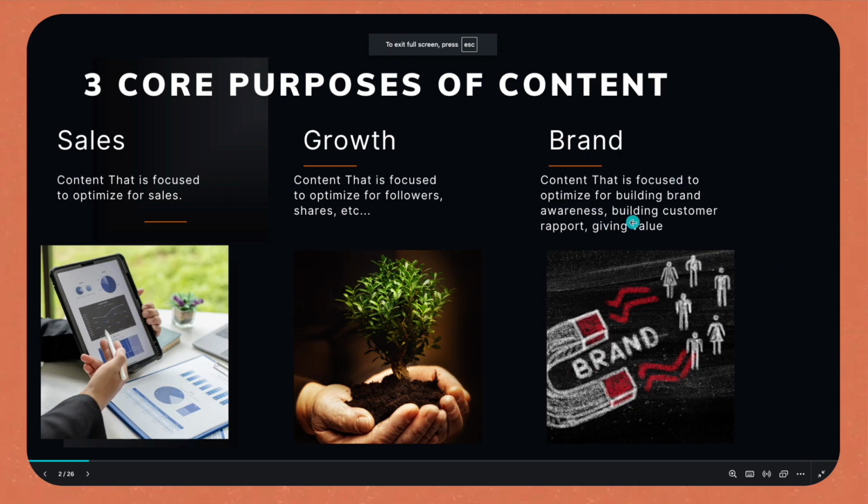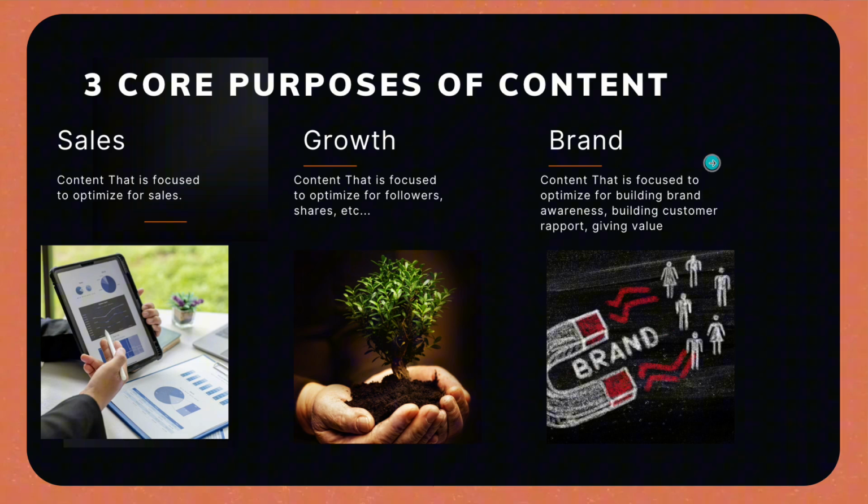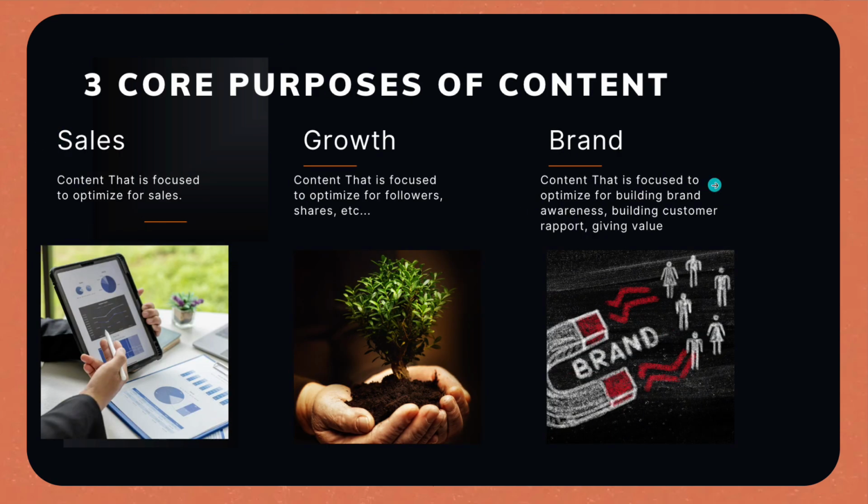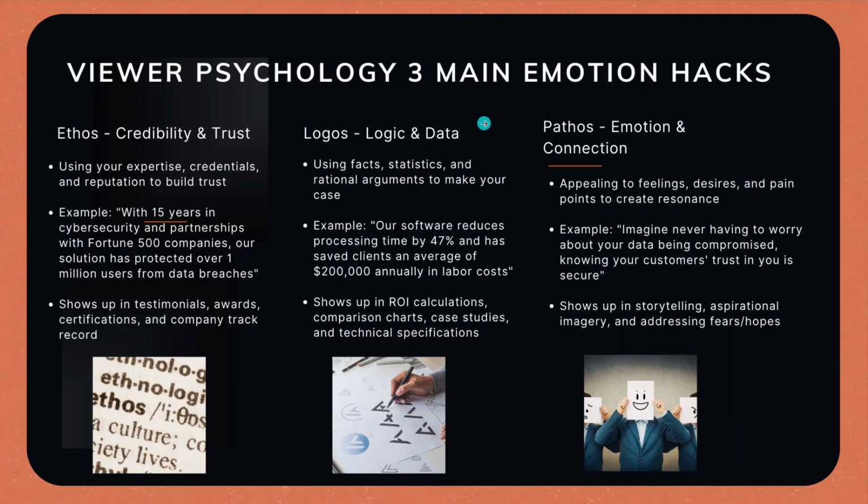So now that you guys understand the 3 core purposes of creating content, we can move on. Because there's another 3 elements that I want to talk about, and that is viewer psychology. And there's 3 main hacks that I like to think about when I'm creating content for any one of these previous purposes. And that is ethos, logos, and pathos. Okay? And so we're going to break each one of these down, and they all play a massive role in persuading your viewers to actually turn into customers, or persuading your viewers to turn into subscribers or supporters, or any of these things that we need to actually build our business.